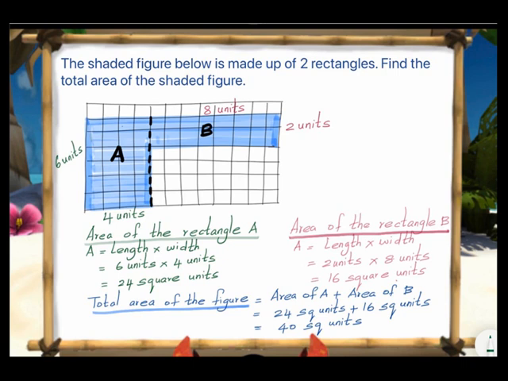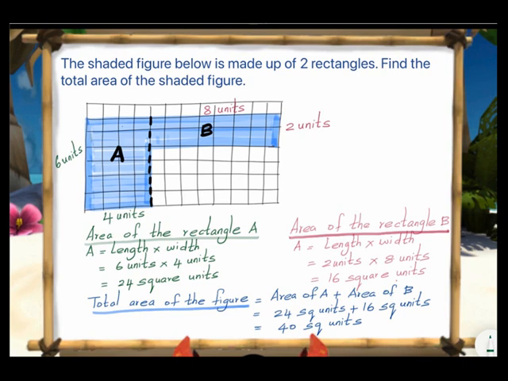So to find the total area of the shaded figure, we have to find the area of both the rectangles and add them together. So we have to find first the area of rectangle A, and then we have to find the area of rectangle B.